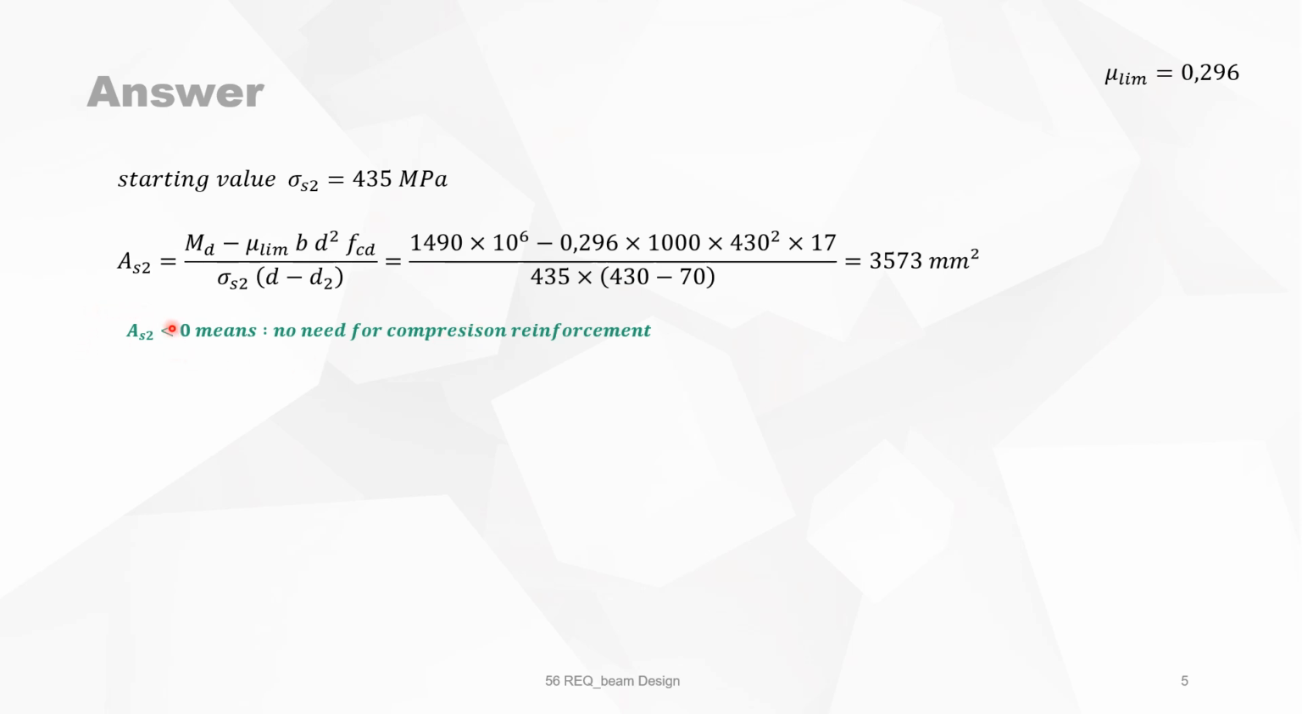If you obtain a negative value, that means that you do not need compression reinforcement to obtain mu limit smaller than 0.296. Now we have to choose compression reinforcement with this as an absolute minimum. So we choose something easy, 12 diameter 20, which is 3,770. So it must be bigger than this, otherwise we will not obtain rotation capacity.